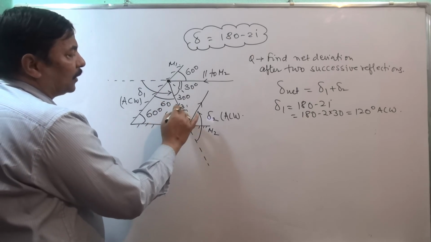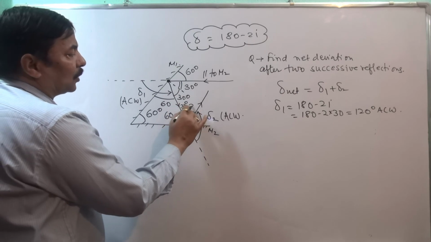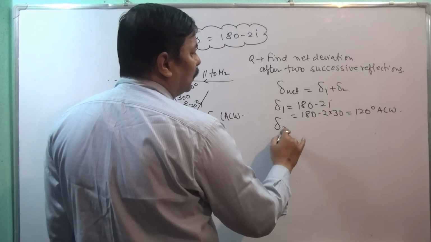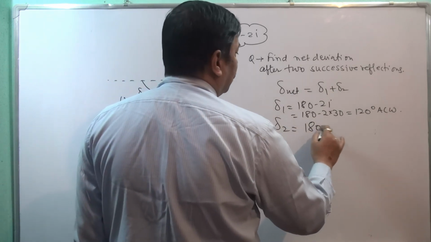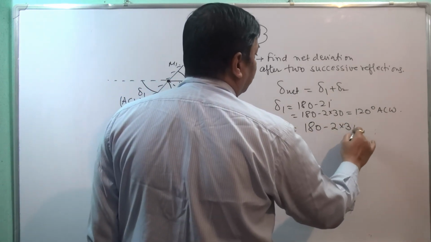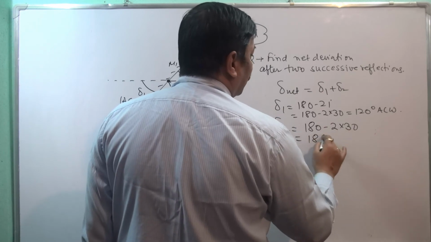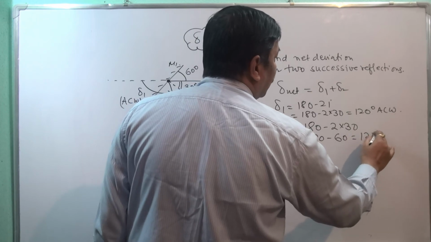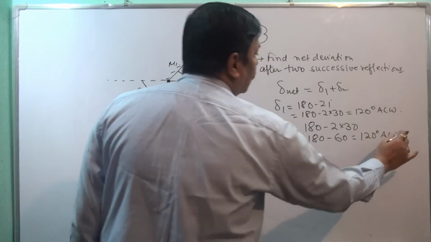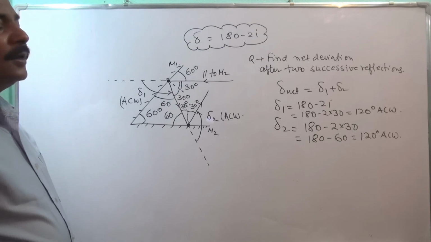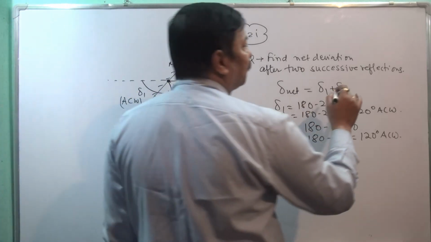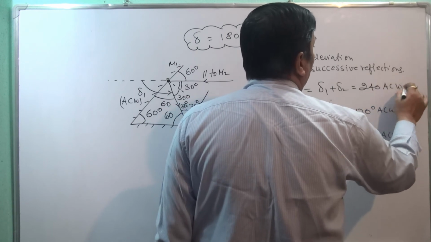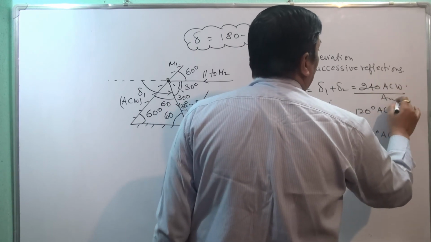Then here also it is 30, and this is also your 30. So if you observe, delta 2 is equal to 180 minus 2 into 30, and this gives you 180 minus 60, that is 120 degree anti-clockwise. Now we can get the value of delta 1 plus delta 2. This will be 240 degree anti-clockwise. This should be your answer.